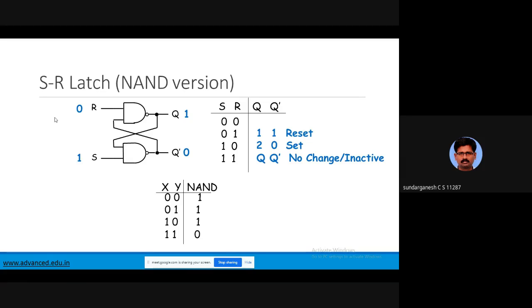This is for the NAND version. The NOR version is the opposite. So when you give 0, 0, it will be the previous state. You have to see whether it is a NAND version or a NOR version, so depending upon the gate used in the latch, it will differ. Okay, so this is the SR latch, NAND version.